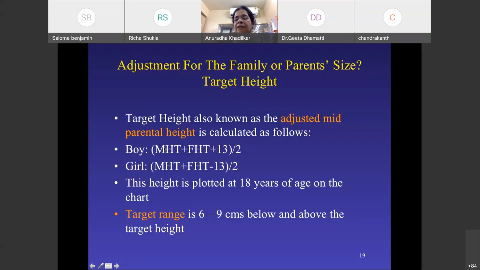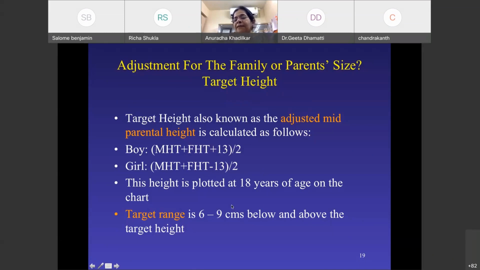Essentially, this is the formula: you add the mother's height to the father's height, divide by 2, and add 6.5 if it is a boy and subtract 6.5 if it is a girl. That will give you a target height. We normally mark it on a growth chart and plot it at 18 years. The target range is 6 to 9 centimeters.